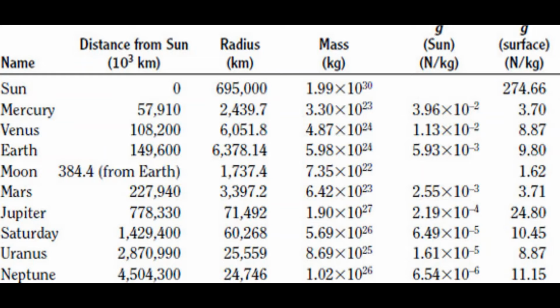So on the far right, where it says the g on the surface of the planet. So for example, if you look at Neptune, that will be 11.15. That is the gravitational field strength of that planet if you were on the surface of Neptune.